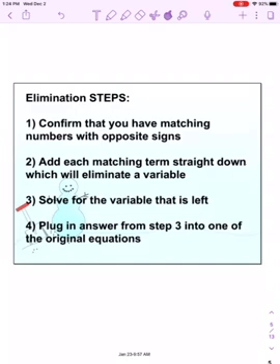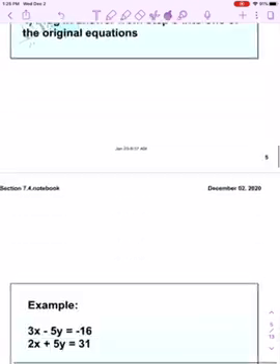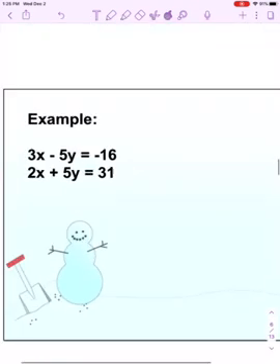So first thing, make sure you got matching numbers, preferably with opposite signs. Once you have that, add straight down, like old school addition, to, in the process, eliminate a variable. So you used to have both x's and y's, and then once one of them's eliminated, you'll only have x or only have y. So then you're going to solve for whichever one's left, and then plug it back in, because of course we still need a point, so we need an x and a y when it's all said and done.